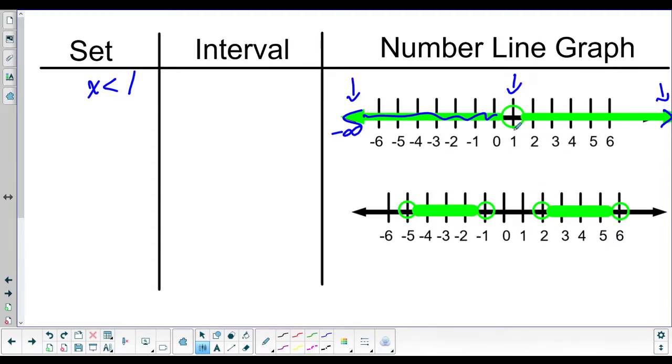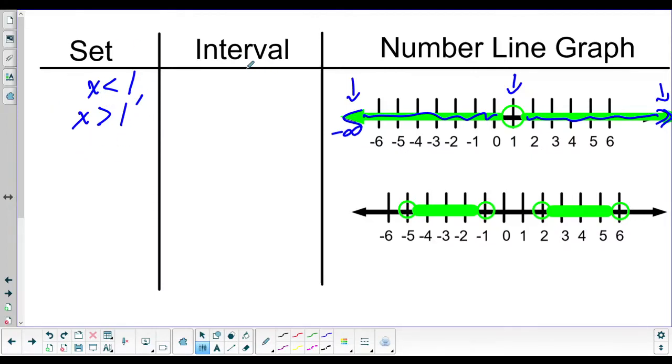Cool. X is also all of this stuff over here, and it keeps going forever. So x is also greater than 1. We can't really connect these because there's a hole in the middle, so there should be a break. Okay. This would be our set notation.